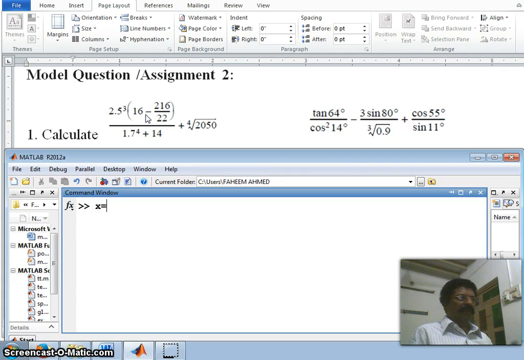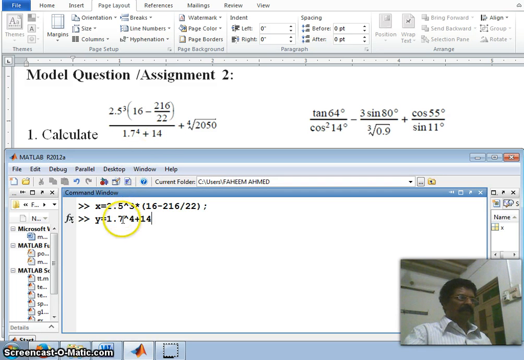I will take variable x is equal to 2.5 power 3 multiplied by, this bracket begins, 16 minus 216 divided by 22. So this expression I have taken. I don't want the value of x to be echoed, so I put a semicolon. Then let us take this as the value of y. So y is equal to 1.7 raised to the power 4 plus 14.